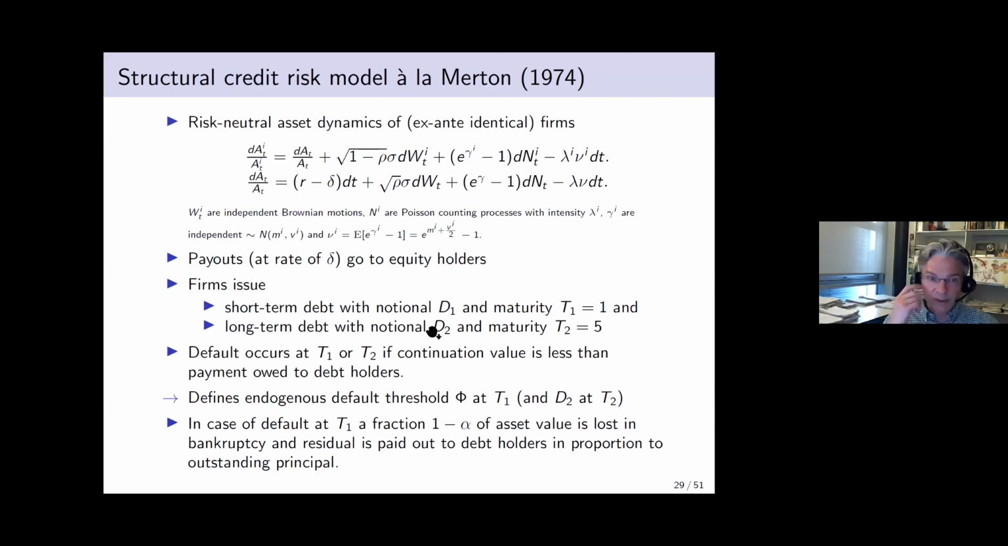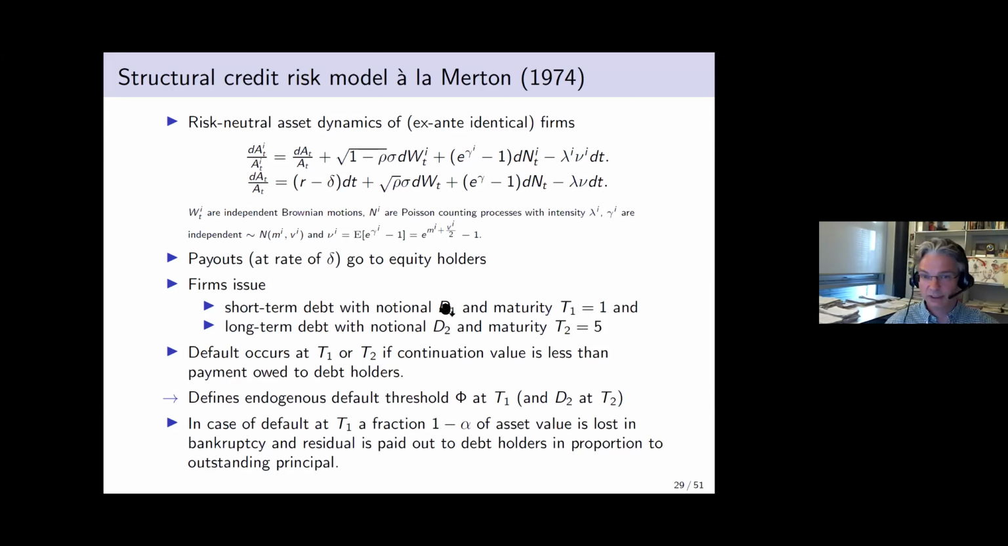We're going to assume that each firm that has this asset value process has both short-term and long-term debt. We're going to try to fit the 1 and 5 year credit spreads. So that's why we have these two maturities. And default occurs optimally at these two dates. So at the final date, default would occur if the asset value is below the promised debt value.